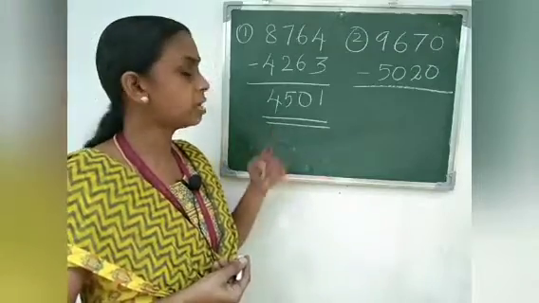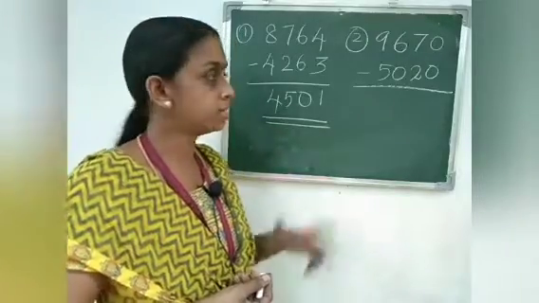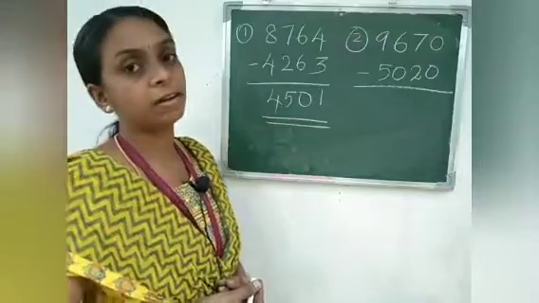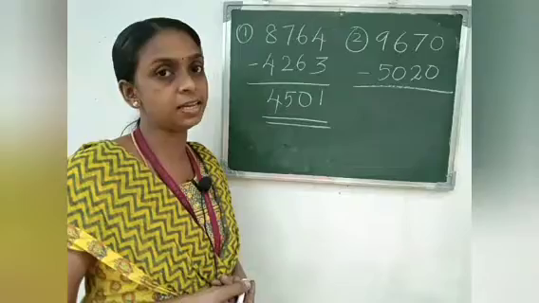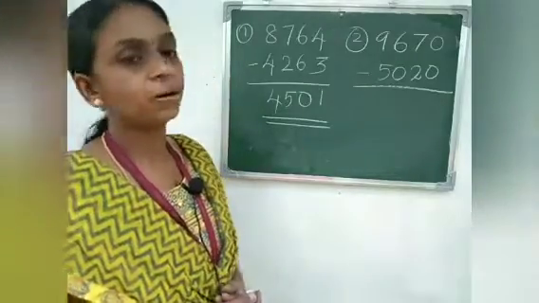4501. That is the answer of 8764 minus 4263. So next we will do that problem.